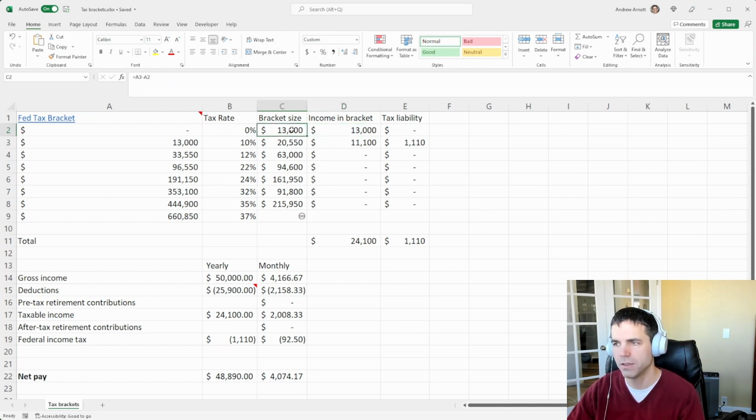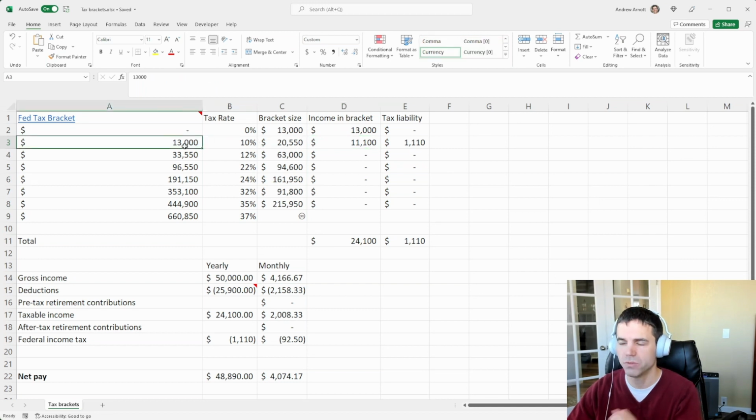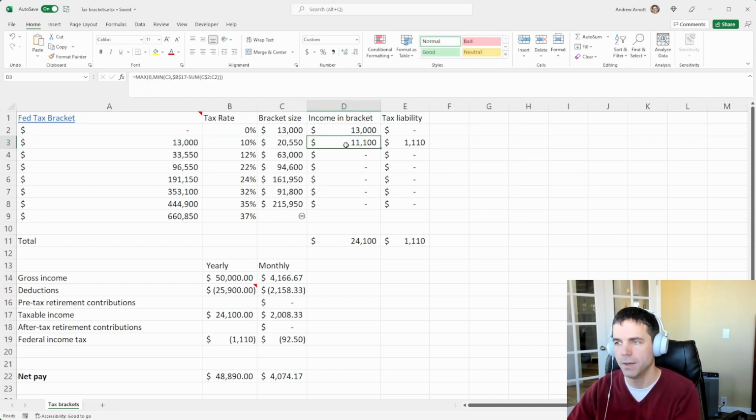The first bucket, which was from $0 to $13,000, is full, which gives you $11,100 spilling over into the next bucket, which goes from $13,000 to $20,550. You don't fill the second bucket, but of the money that goes into the second bucket, you owe 10%, which means that you have a total tax liability from this bucket of $1,110, and that is the only bucket in which you owe taxes, so that is your total tax liability for the whole year.